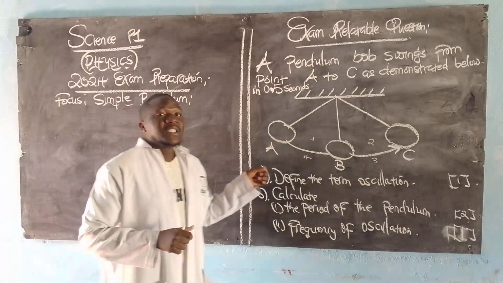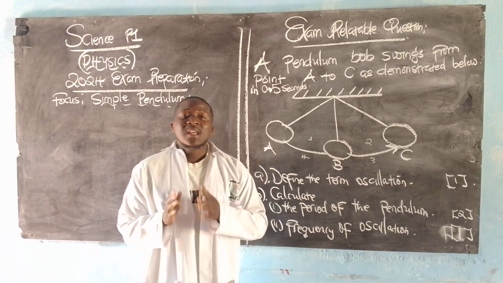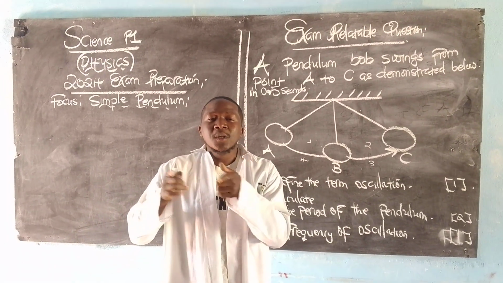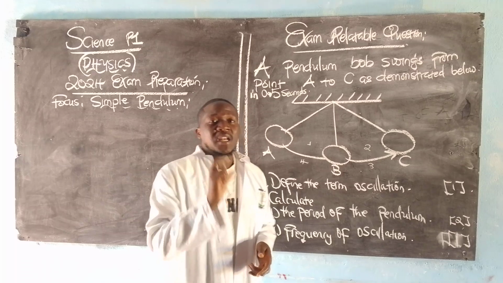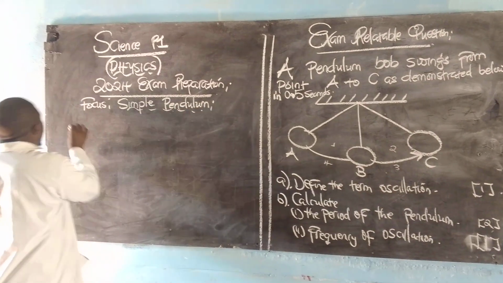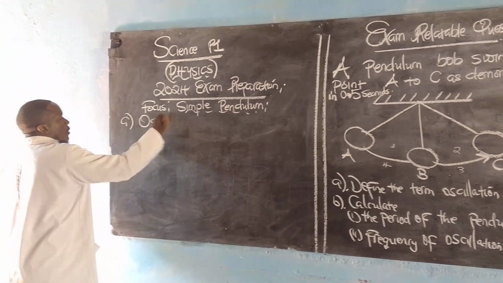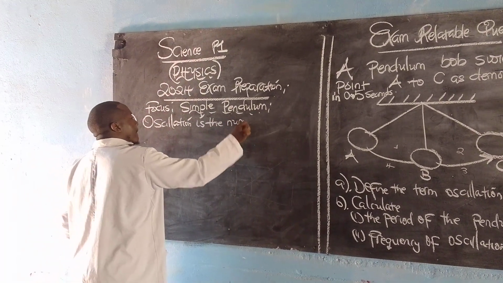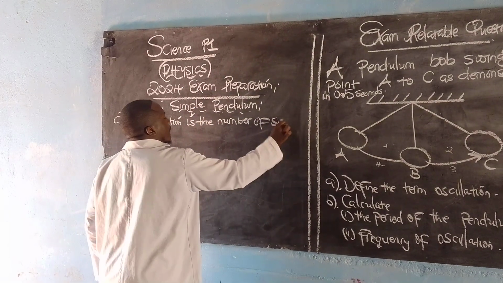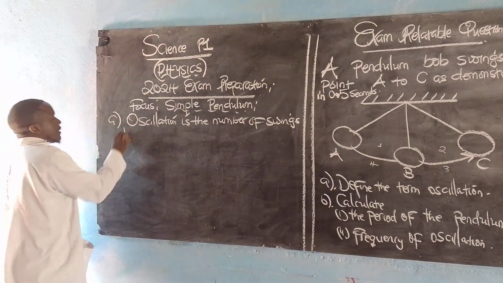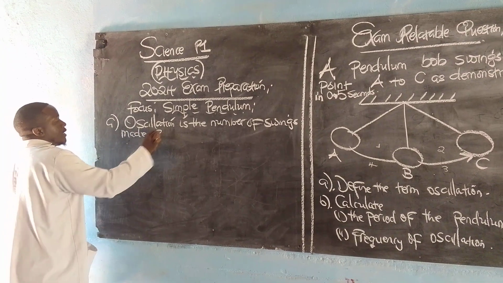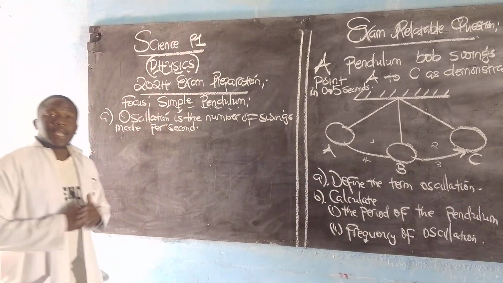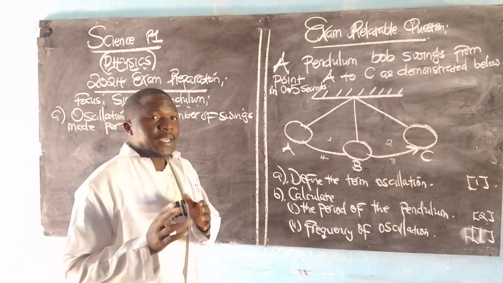Now, the question is saying define the term oscillation. This is the number of swings made per second, or these are the 4 swings a pendulum bob makes each and every second. So for the first one, we're going to say oscillation is the number of swings made per second.